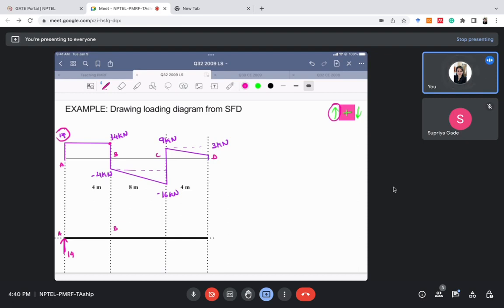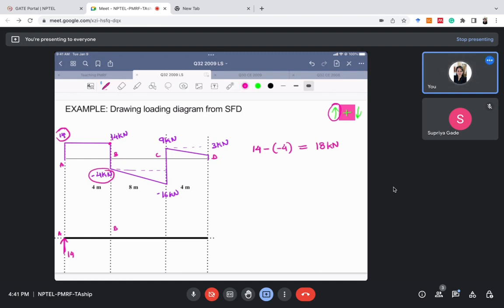Earlier at section B it was 14, but it has dropped to -4. From 14 it has dropped to -4. So by how much has it dropped? 14 minus -4, so it has dropped by 18 kilonewton. From section A to B, the shear force was constant. But at section B, we have encountered that the shear force diagram has dropped by 18 kilonewton.